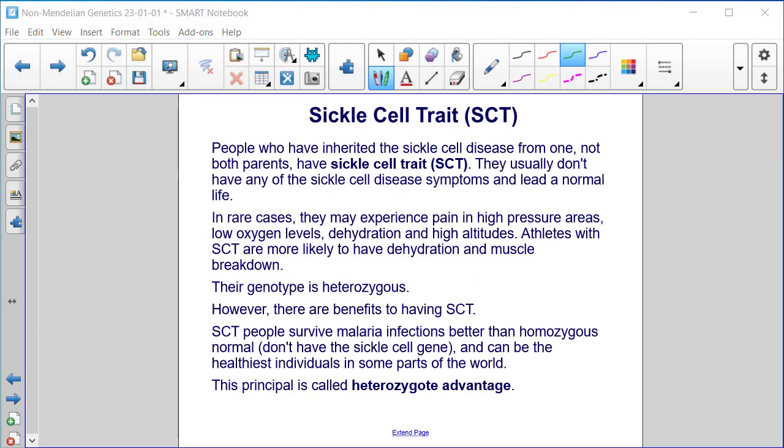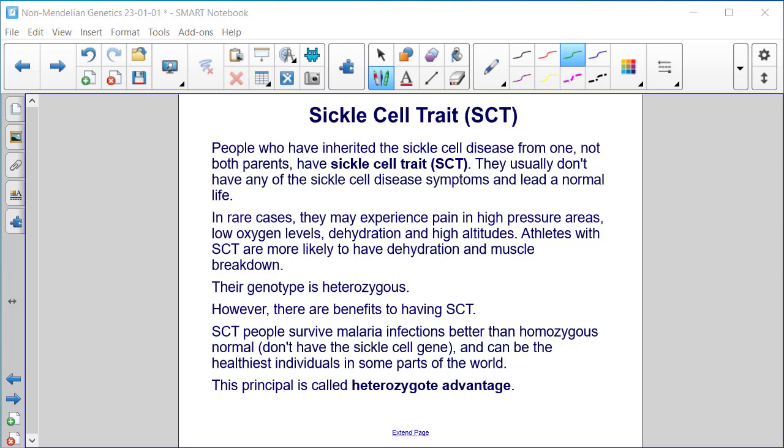Sickle cell trait, SCT. People who have inherited the sickle cell disease from one but not both parents have sickle cell trait. They usually don't have any of the sickle cell disease symptoms and lead a normal life. In rare cases, they may experience pain in high pressure areas, low oxygen levels, dehydration, and high altitudes. Athletes with SCT are more likely to have dehydration and muscle breakdown. Their genotype is heterozygous.